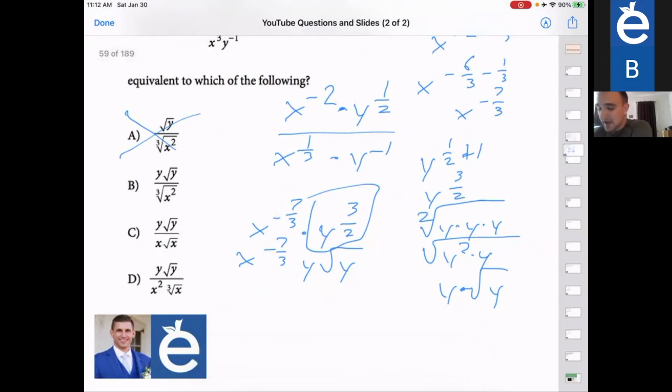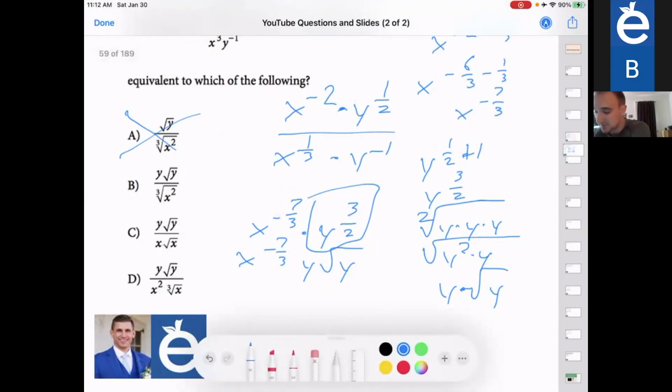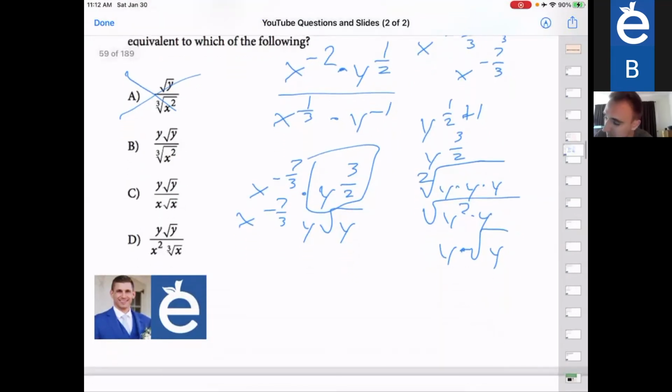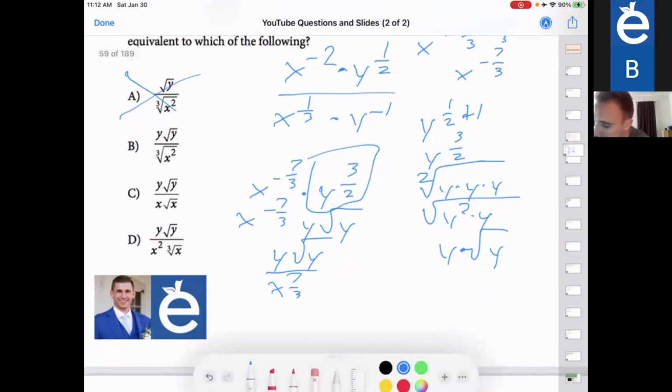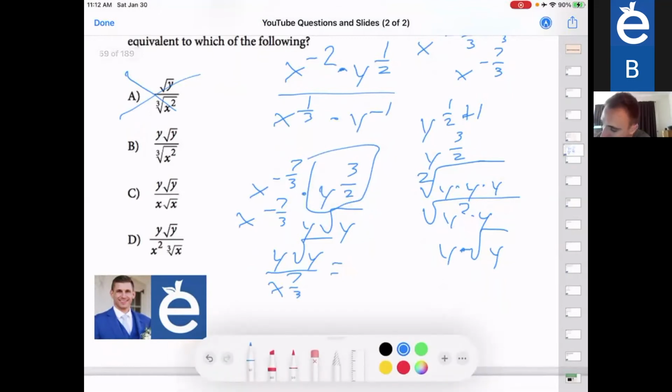It's not right to have negative exponents, so to get rid of this negative 7/3, we want to flip that down to the denominator. So it'll change signs. So I have y times the square root of y over x to the 7/3. Once again, let's think about how we can break that up. So I'm going to leave my numerator intact: y times the square root of y.